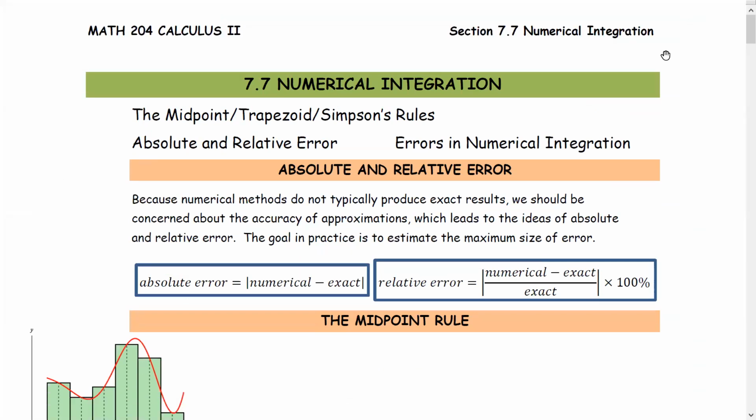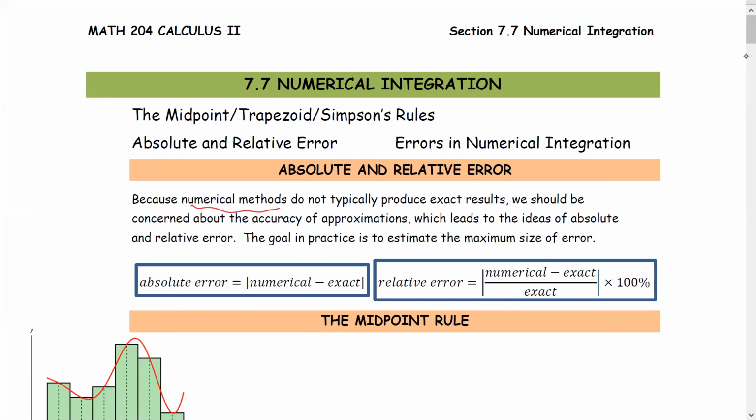Section 7.7, numerical integration. In this section, we will look at the midpoint, trapezoid, and Simpson's rules, which are the numerical methods to approximate the integration. Also look at the absolute and relative errors in numerical integration.